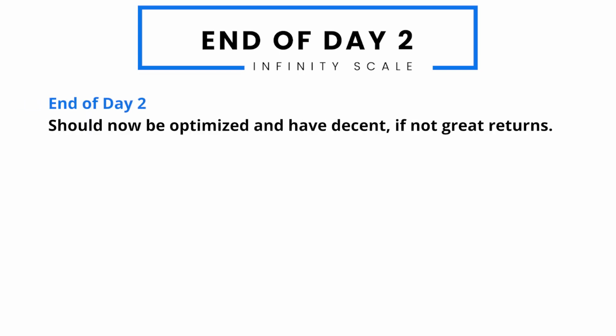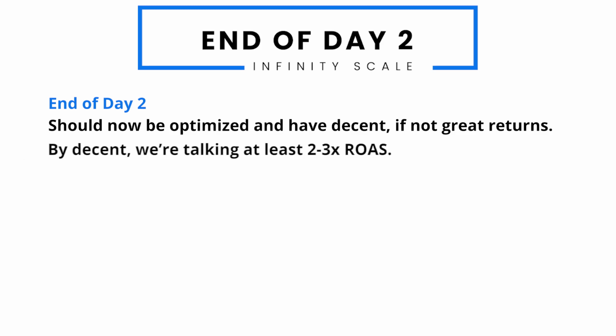The campaigns that originally broke even or made a little profit should now be optimized to the point where you're seeing decent, if not great returns. By decent, we're talking at least 2 to 3 times returns. Now, if they still haven't optimized by day 2, you're likely missing something in one of the criteria outlined earlier in this lesson. I would kill the campaign and go back to the drawing board.